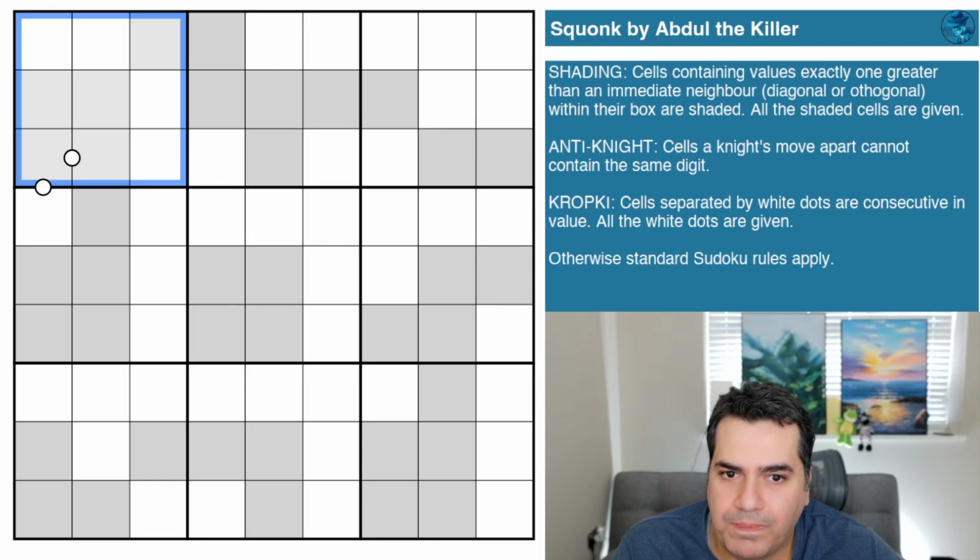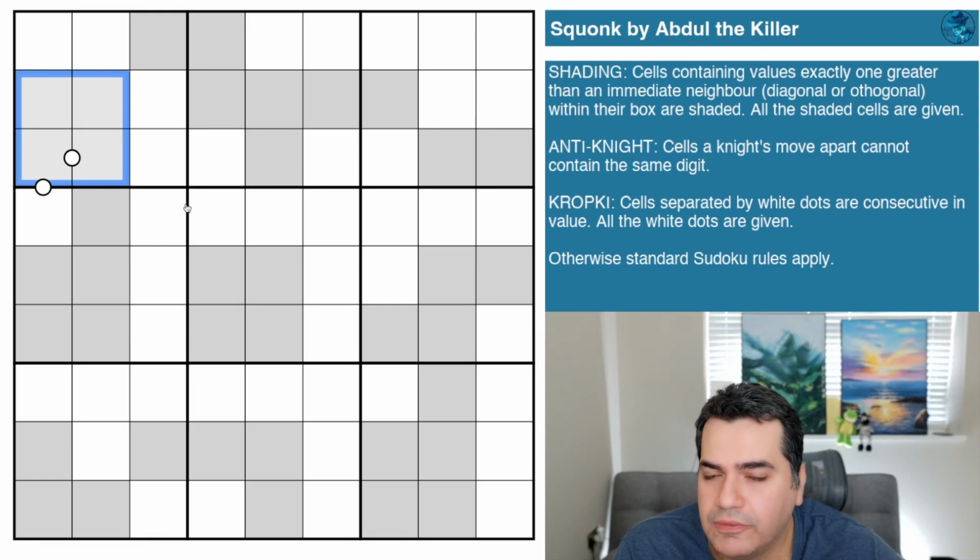Now, I don't know about you, but it feels like we're just not given enough information. Somehow we're going to have to wrap our minds around this shading, because that really seems to be the bulk of information right now. Until we actually place some digits down, I don't know if we're really going to be able to go much further.